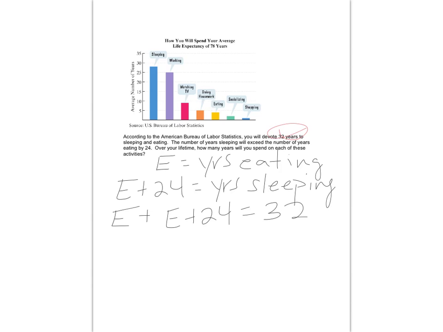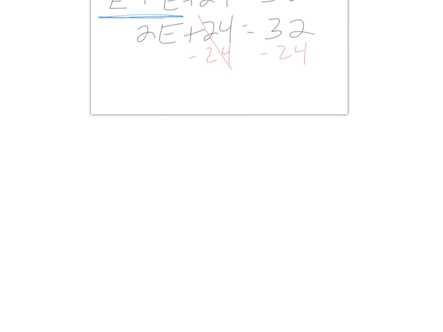Now on the left side, I can combine like terms. 1e plus 1e would be 2e's. And then subtract 24. So 2e equals 8. Divide by 2. E is 4. So 4 years eating.